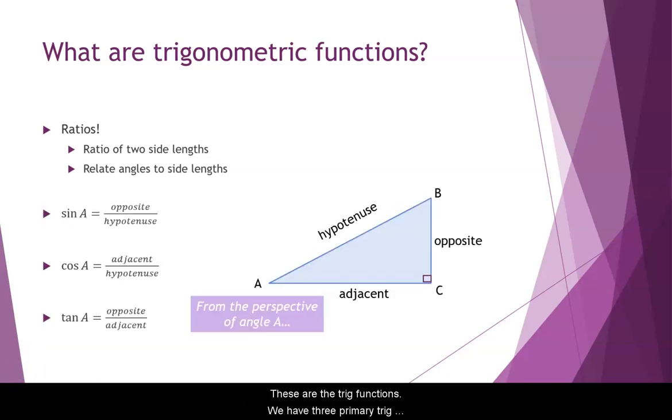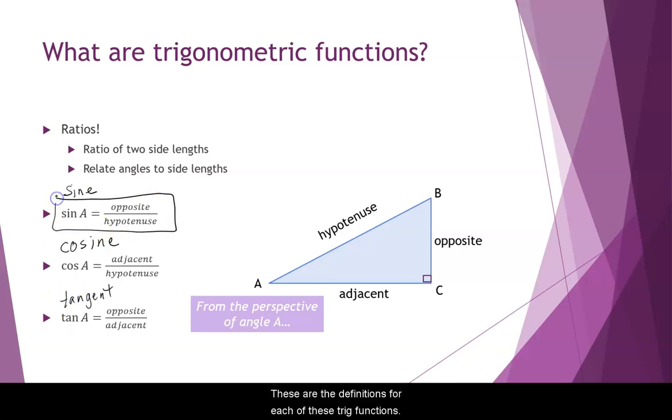These are the trig functions. We have three primary trig functions, and in the next video we're also going to talk about the reciprocal trig functions. Primary trig functions are sine, cosine, and tangent. I know that looks like sin, but it's not sin. Don't call it that. It's sine, and this is cosine, and this is tangent.